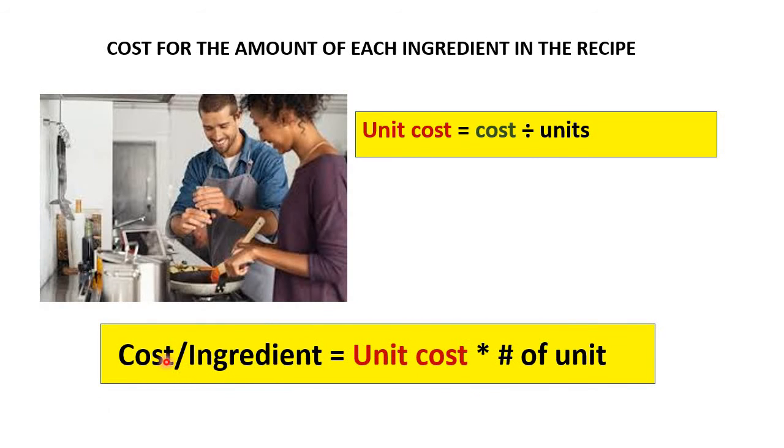Then I need to just find what's the cost for that one ingredient in my recipe. Well, it's the unit cost, so the answer that I just got times how many units do I need for my recipe. And so let's look at how that works out.